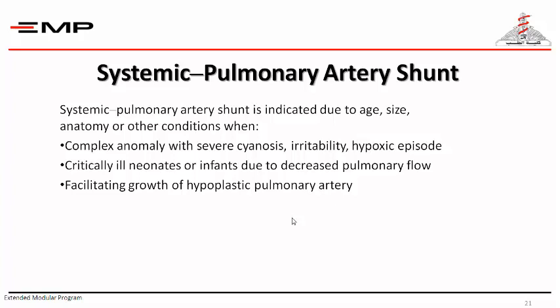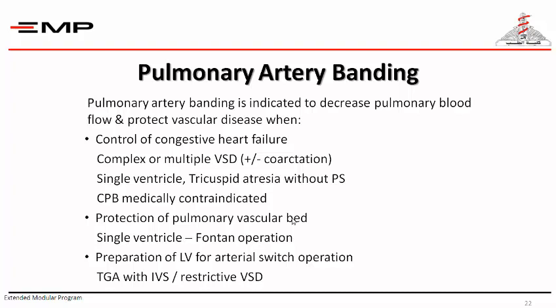This is in cases of complex anomaly with severe cyanosis, irritability, and hypoxic episodes in critically ill patients, especially in neonates and infants, which can also benefit from pulmonary artery growth for later correction. In cases of pulmonary artery banding, it is indicated to decrease pulmonary blood flow and protect the lung from severe pulmonary hypertension, which may facilitate later correction for those patients and protect against vascular bed disease.